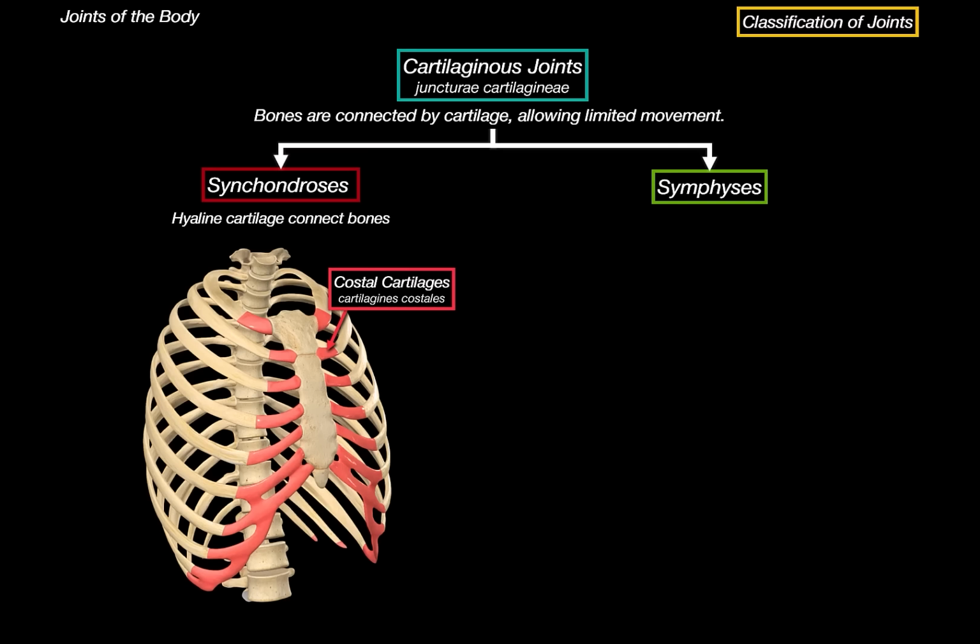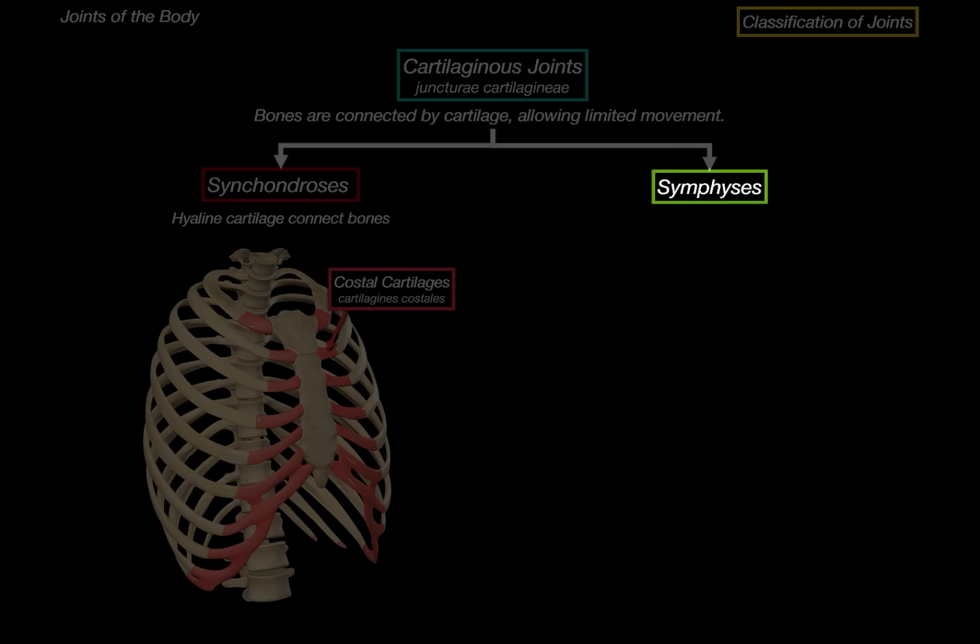The costochondral joints themselves are immobile. They function as structural stabilizers. What actually allows the ribcage to expand and contract during respiration is the elasticity of the costal cartilages, not the joints themselves. Now, let's move on to the secondary cartilaginous joints, which are called symphyses.